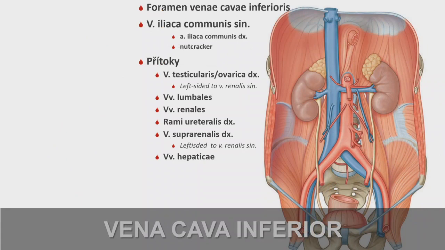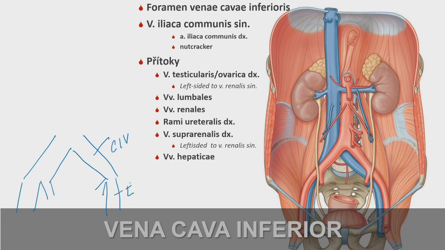So, inferior vena cava. Inferior vena cava has a similar arrangement like abdominal aorta. It has two sources, which is common iliac vein. This is external iliac vein and internal iliac vein. It constitutes inferior vena cava.